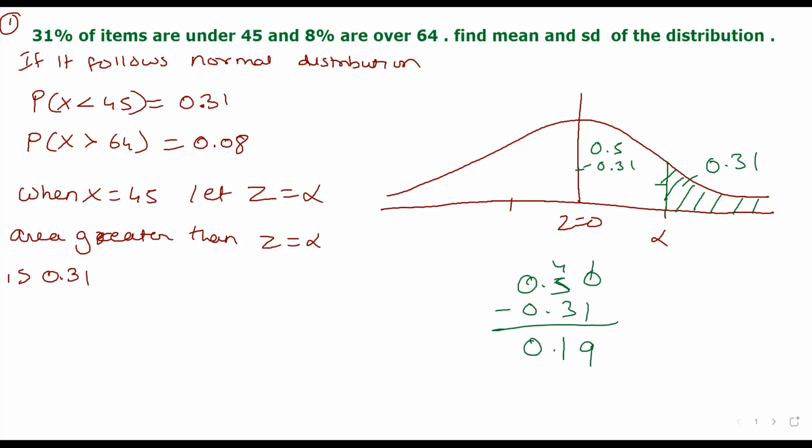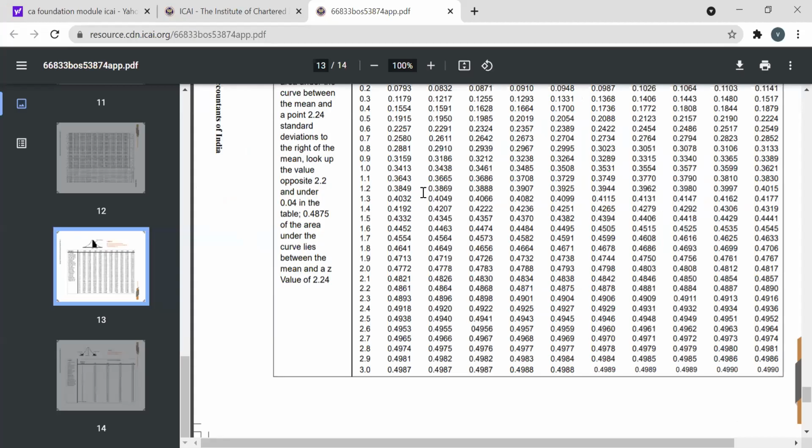So 0.5 minus 0.31 is 0.19. अब 0.19 कहाँ आता है? तो हम लोग इधर जाएंगे. अब उन्होंने एरिया दे दी है. They've given you the area, you have to find the value. So 0.19 is the area given to you. So here in the table, let us search for 0.19. 0.15, 16, 17, 18, 1879. How far is it from 0.19? 0.19 minus 0.1879.